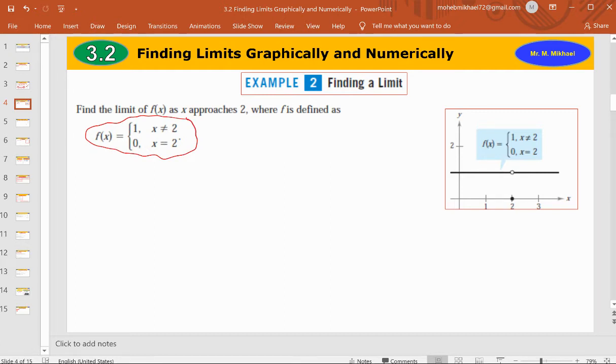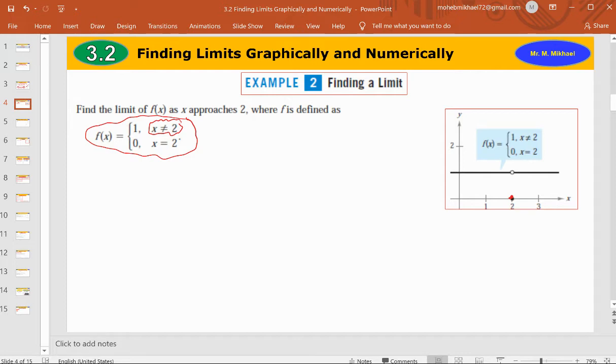And this function is always equal to 1 except at x equals 2. It is not defined by the first rule at x equals 2, and the value of the function is equal to 0. If you look at the graph, the value of the function equals 0 when x equals 2. So how do I study the limit of this function? How do I find the limit of this function graphically?